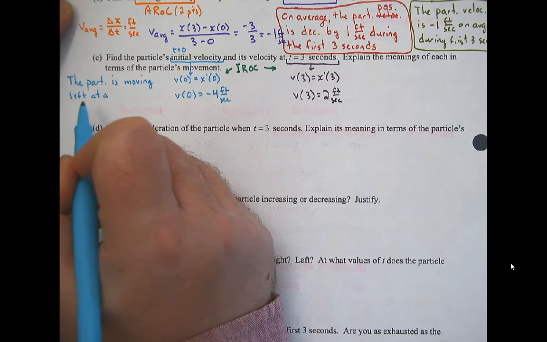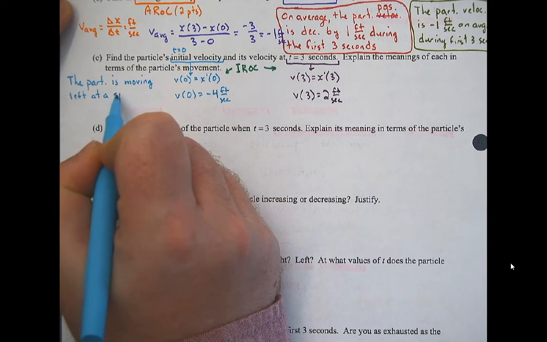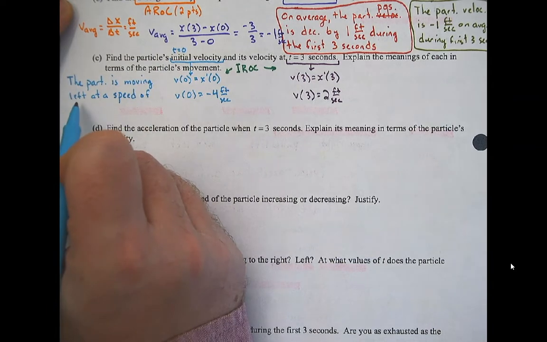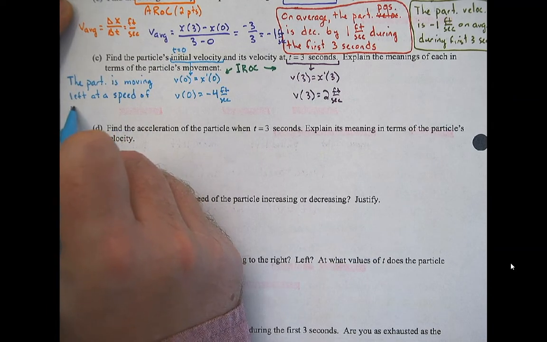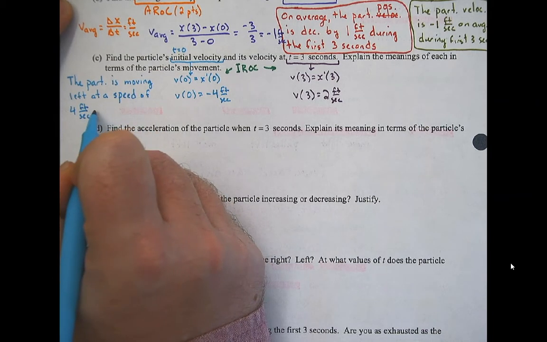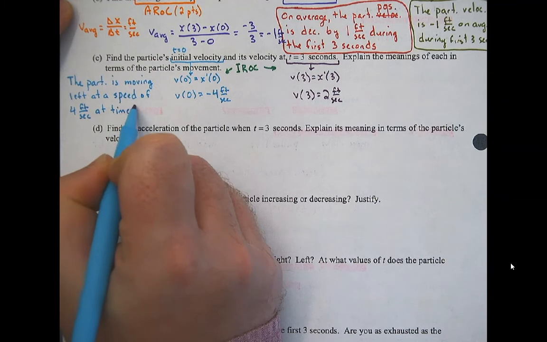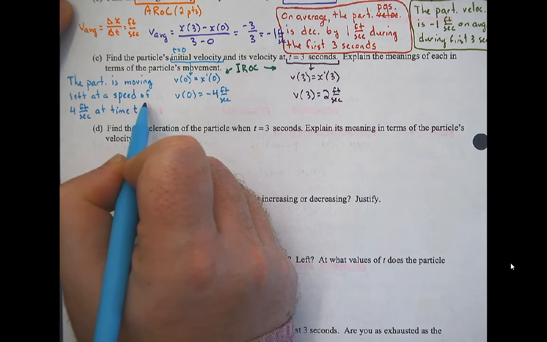The particle is moving left at a speed of 4 feet per second at time t equals 0.